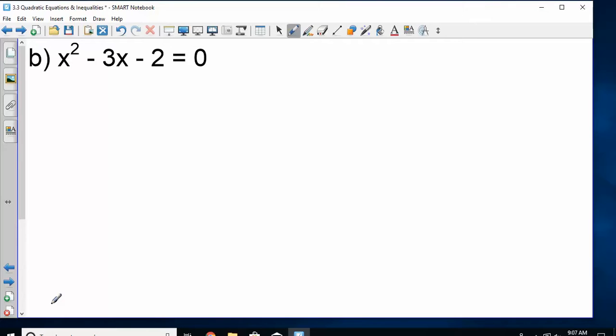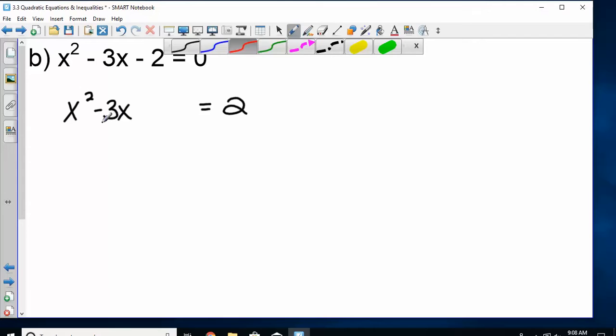Alright, what is my first step? Okay, we don't have to divide by anything because it's a 1x squared, so we add over the 2. So then, we have to make our perfect square. So, what am I doing with this?